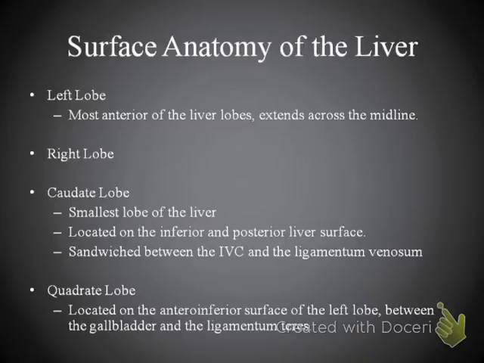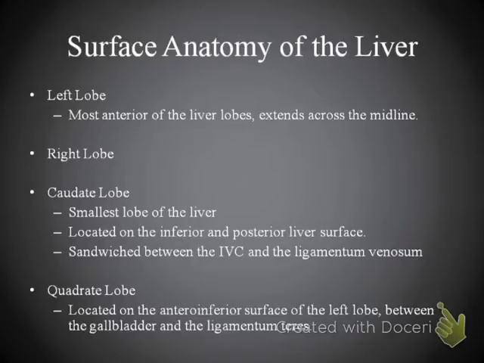Looking at the basic anatomy of the liver, we have a left lobe, a right lobe, a caudate lobe, and a quadrate lobe. So keep in mind, there are four lobes of the liver. The left lobe is the most anterior of the liver lobes, and it extends across the midline. Then we have the right lobe, which is a very large lobe.